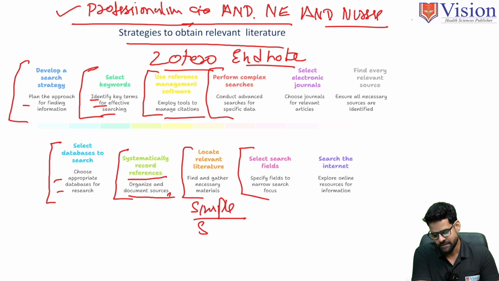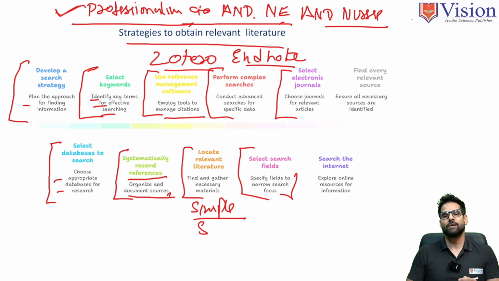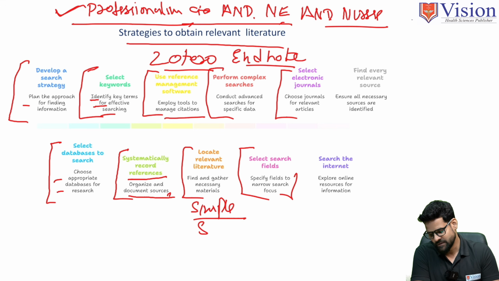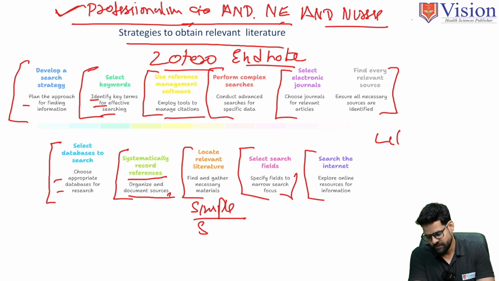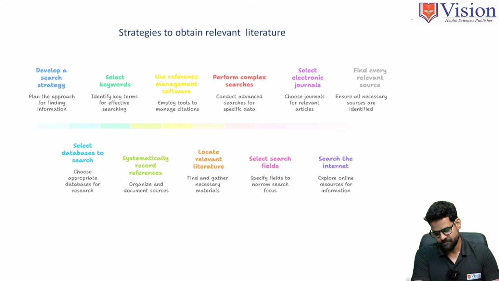Then select the search fields, specify field to narrow the search. Okay, so always try to, initial search should be very broad. You start with professionalism, then you can add the keywords. Then select the electronic journals, which many journals are available nowadays. Most of the journals are already listed in the database, but if journals are not available, you can just go to their site and access from there. Search the internet and find all the literature. So this is how you can get your literature. So just follow these steps.